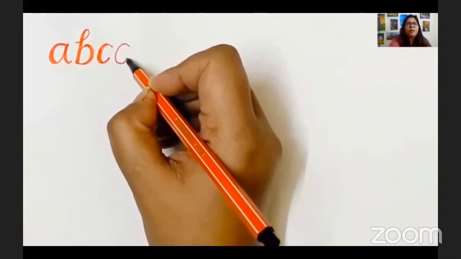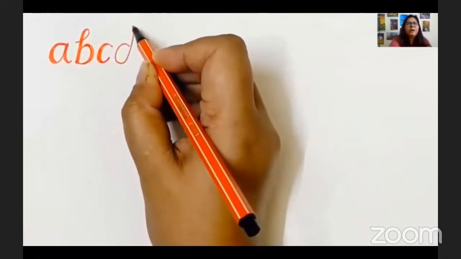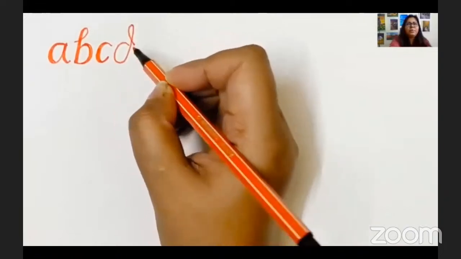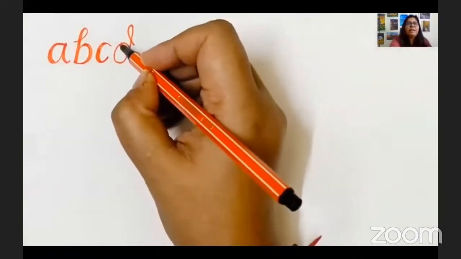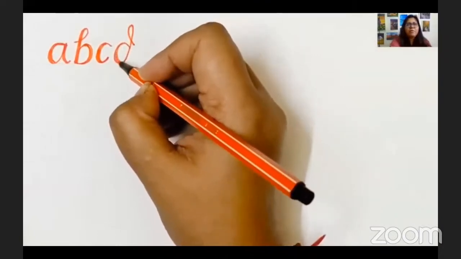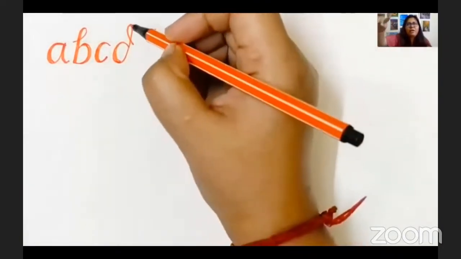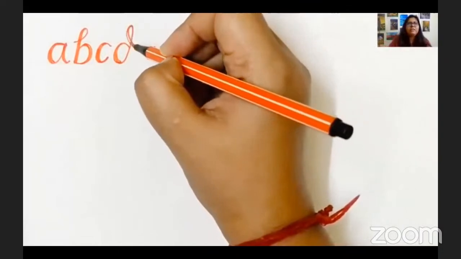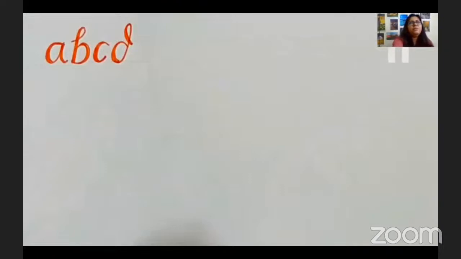Down, up, up, up, down. This is your D. So first it went down where? Here. First down. And then one more down like this. Okay. So here you have your D. Everybody finish writing all of these four alphabets.